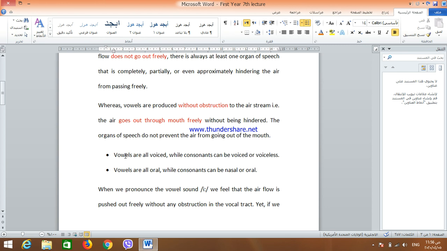Moreover, we have other differences in terms of phonetics, which are that vowels are always voiced. They are all voiced, while consonants are either voiced or voiceless. Okay? All vowels are voiced. It means there is vibration in the vocal folds when we pronounce the vowels. But in consonants, some of them are voiced, just like the sound z, but some of them are voiceless. There is no vibration in the vocal folds, just like the sound s.